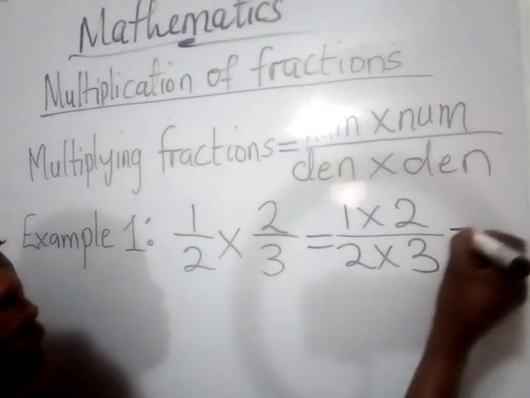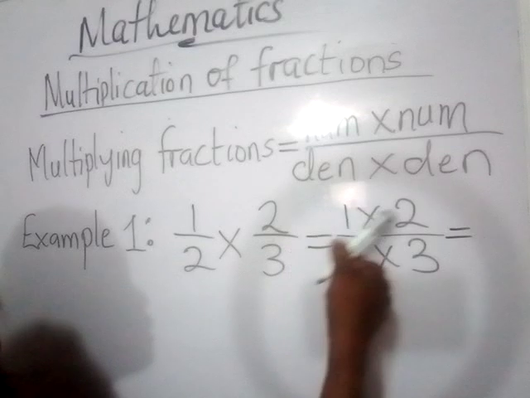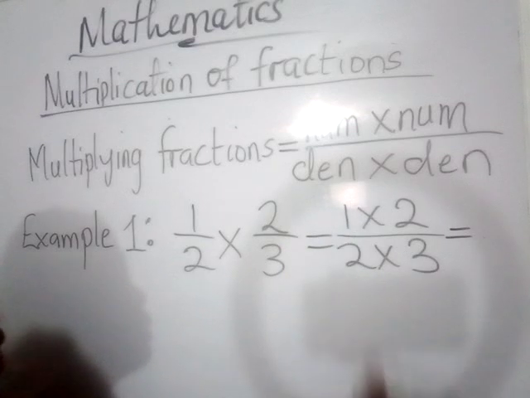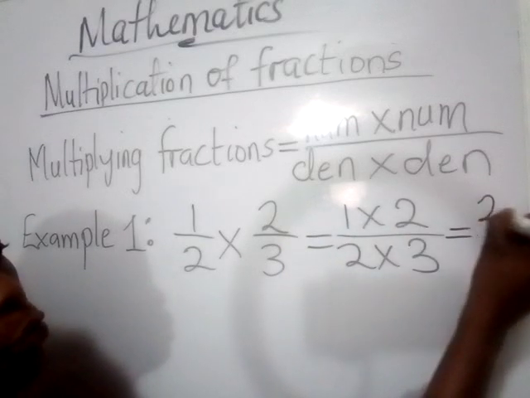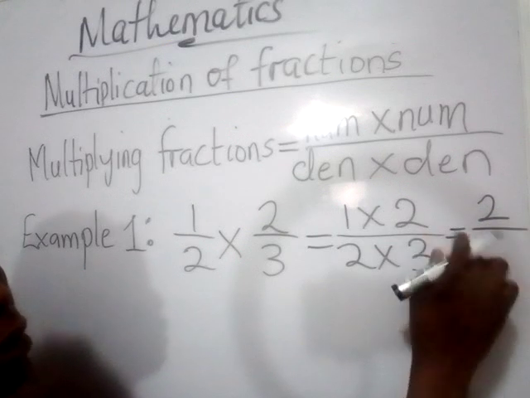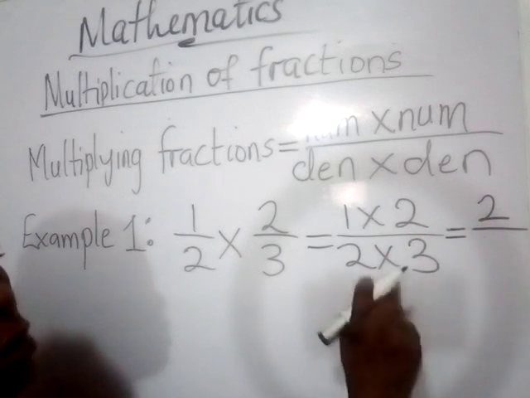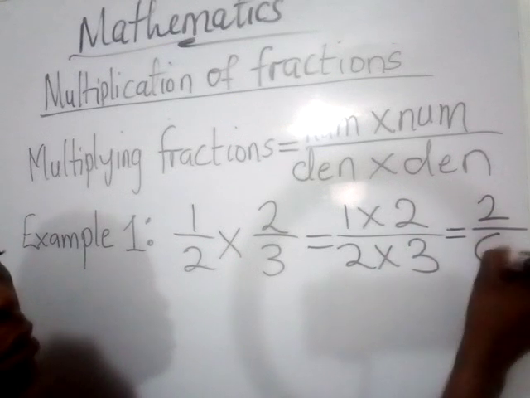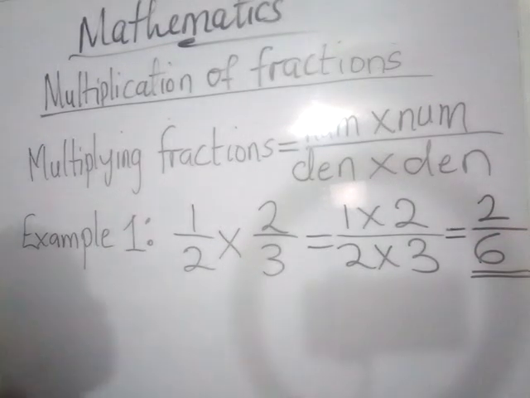So what do we do next to get an answer? You do 1 times 2. Okay, so 1 times 2 is 2, and then your 2 times 3 is what? 6. So your answer is 2 over 6, or 2/6. Remember, we mentioned the names of fractions, so this is your answer. I'm sure it's very simple, right?